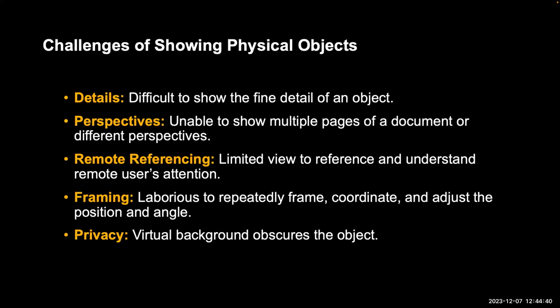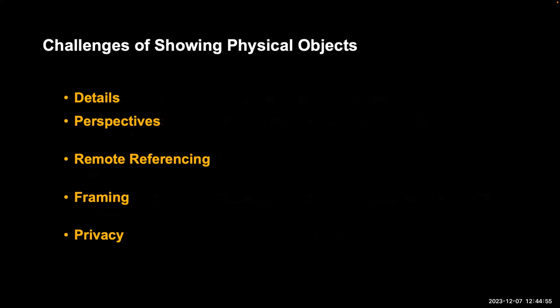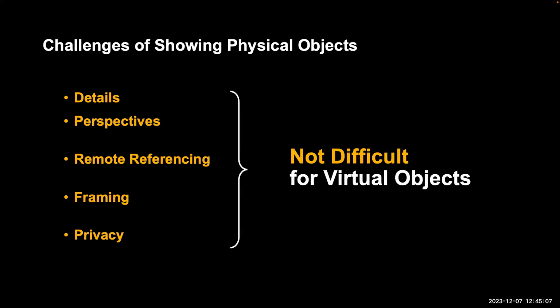So there are several challenges of showing physical objects in remote meetings. These are the problems that people are having, and how can we solve them? If we look at those problems, those details, perspectives, remote referencing, framing, privacy, those problems are there. But if you think about how you share virtual things in remote meetings, they're not really a problem.